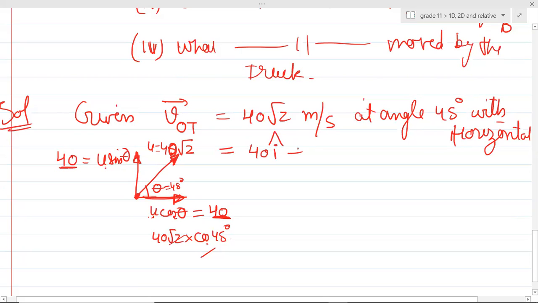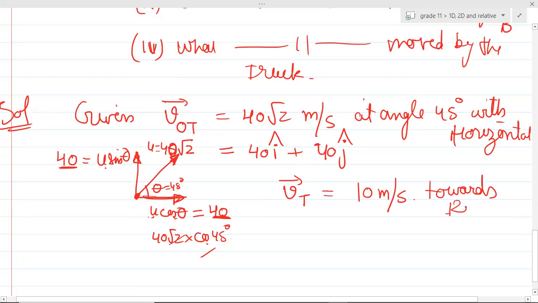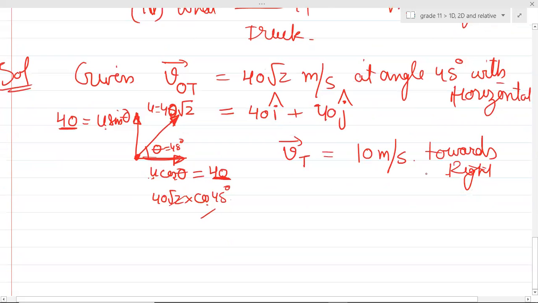The sin 45 is also 1 by root 2. So the velocity of the object with respect to the truck is 40 I cap plus 40 J cap. What was the velocity of the truck? The velocity of the truck was 10 meter per second towards right. So basically, can I write this as 10 I cap?